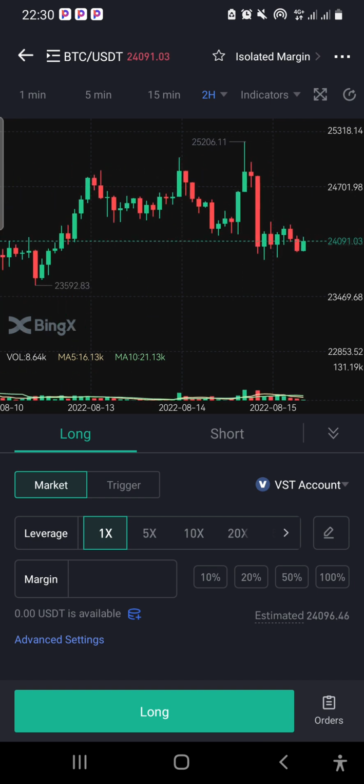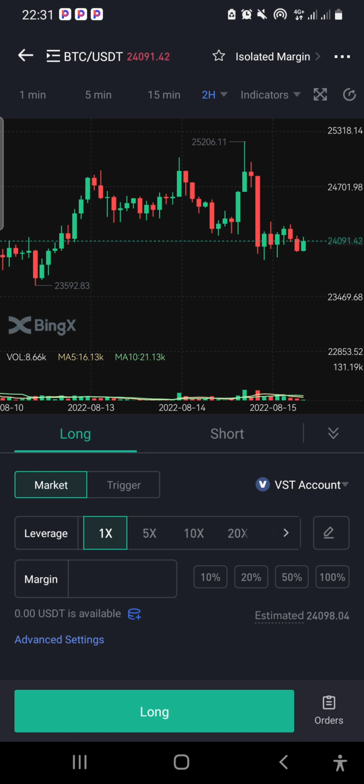Let's say you had a setup and you want to buy BTC at the current market price, let's say 24,090. I don't expect anybody to use market execution for futures. So if you want to buy at the current market price, it's just the leverage that is going to change.